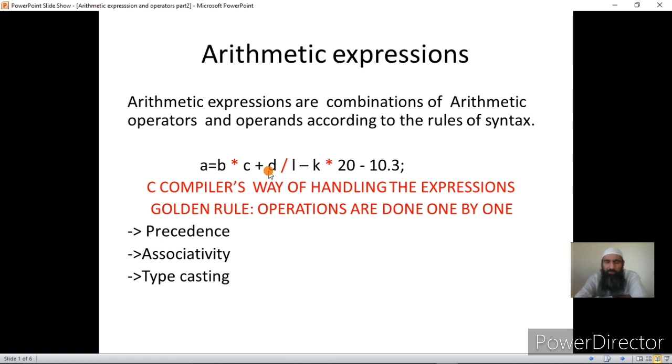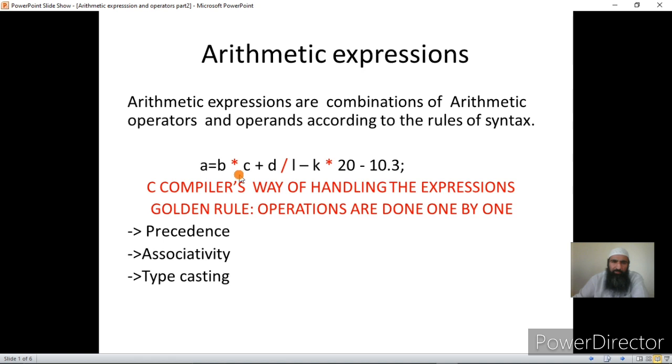Then you have to place it either from the left side or from the right side, depending on the associativity. That is, it should be the first operation on the leftmost side or the first operation on the rightmost side. I can define the associativity in another way.